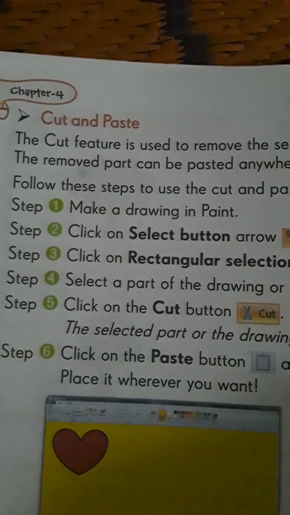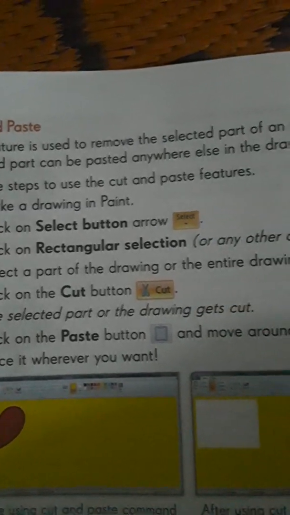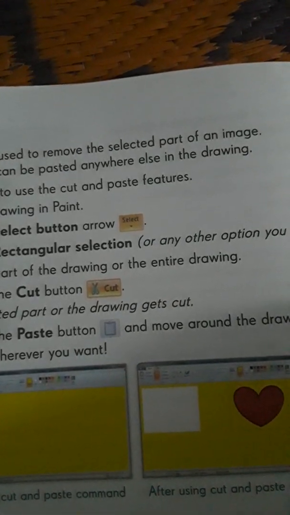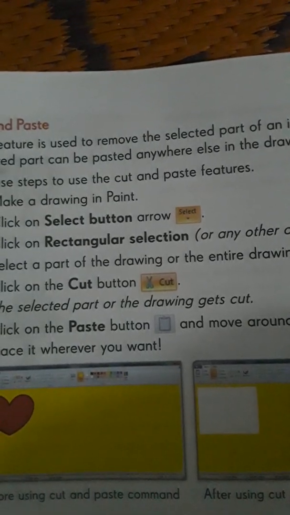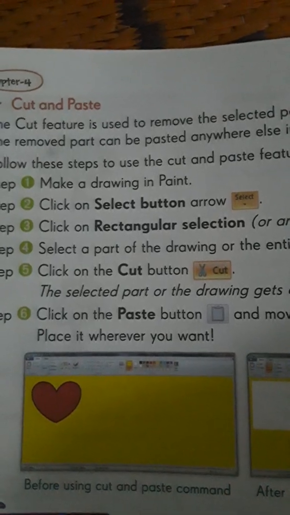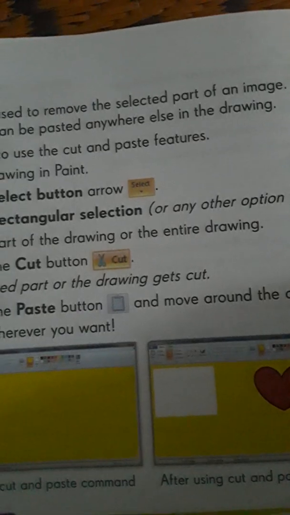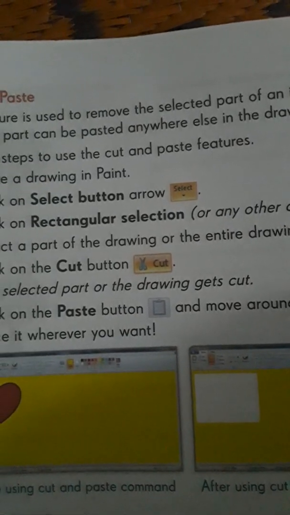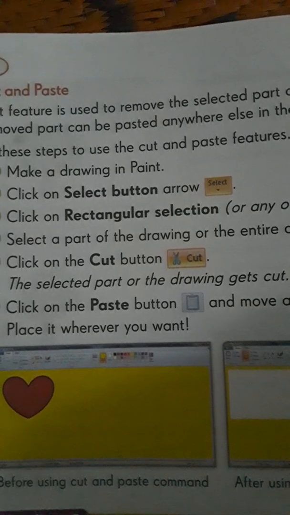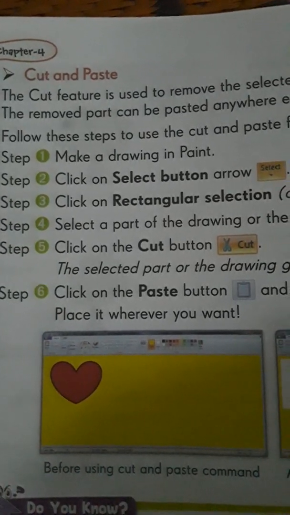Now, what is the use of the cut and paste feature? The cut feature is used to remove a selected part of an image. To remove the selected part of an image, we have to use the cut feature. The removed part can be pasted anywhere else in the drawing. After cutting some part of the image, we can paste it in another location. Follow these steps to use the cut and paste feature. What steps do we have to follow? Make a drawing in Paint.